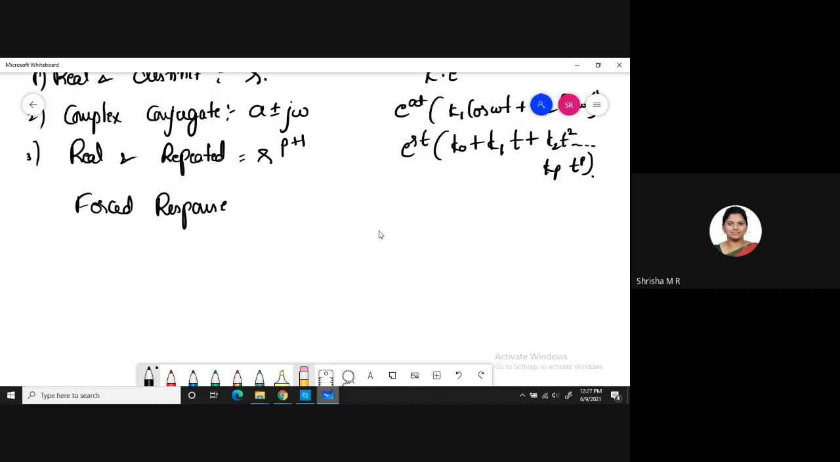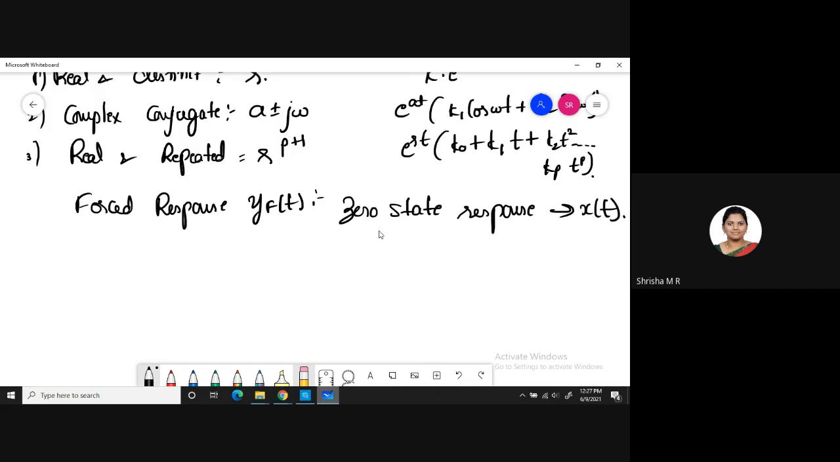Forced response is represented as yf of t, right? So total response is the summation of natural response plus forced response. This forced response is also called the zero state response, and it is the response of the system produced by the input only.